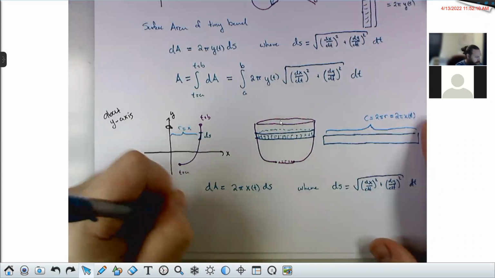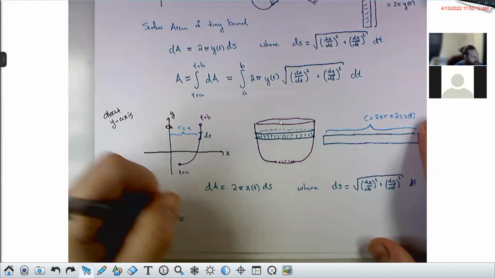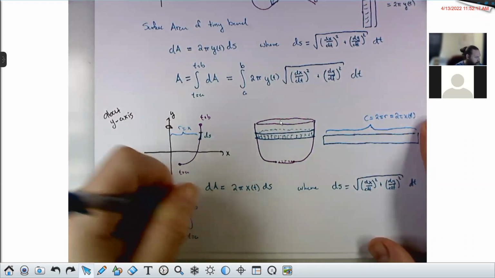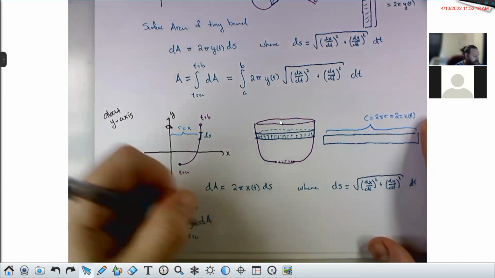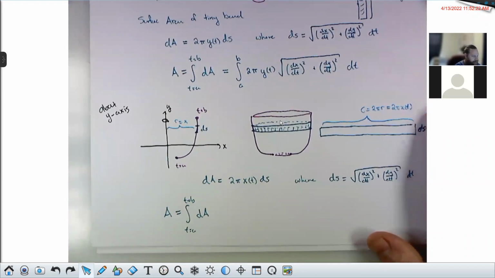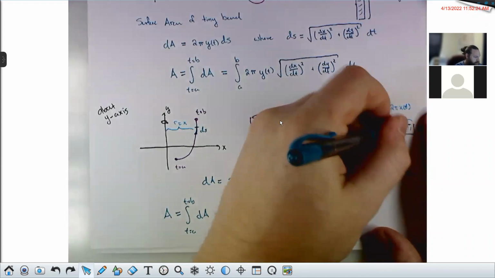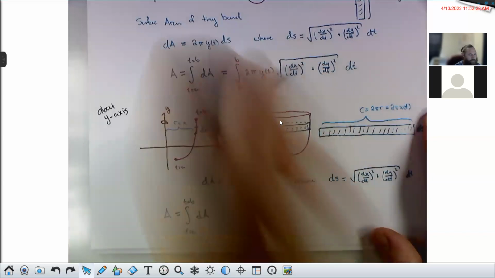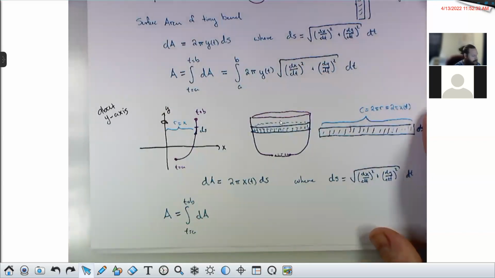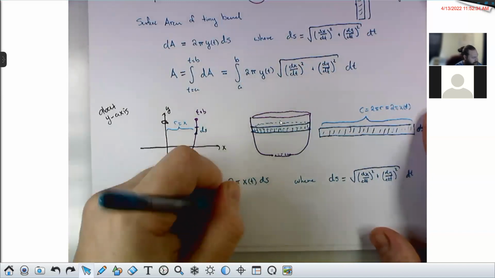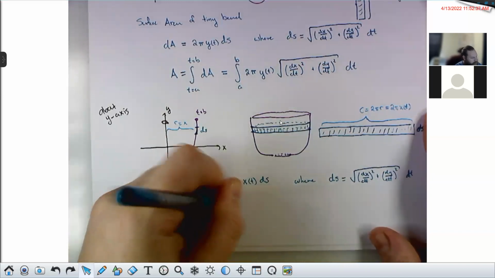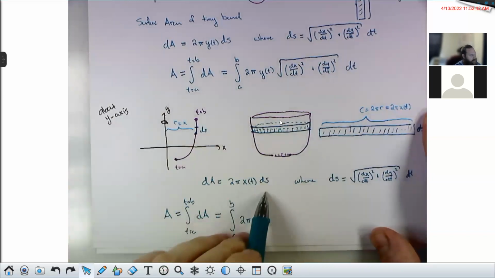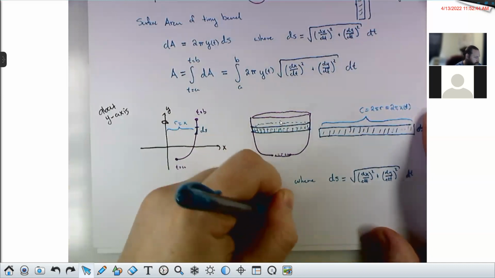So the surface area here would be the integral from time t equals a to t equals b of the little piece of surface area. Right? So thinking of my total surface as made up of a bunch of these tiny little bands. And that dA, I get integral a to b of 2 pi x of t times ds, and ds is this big square root.